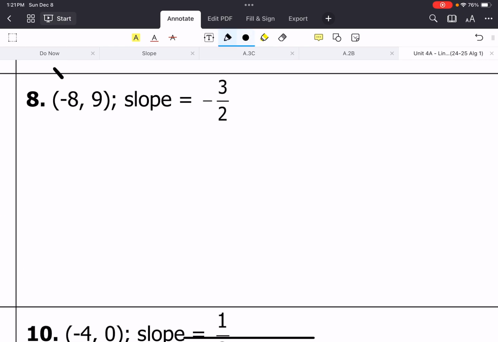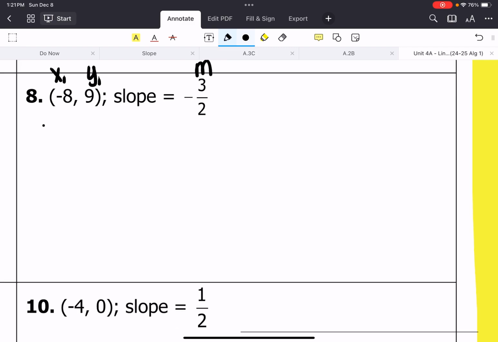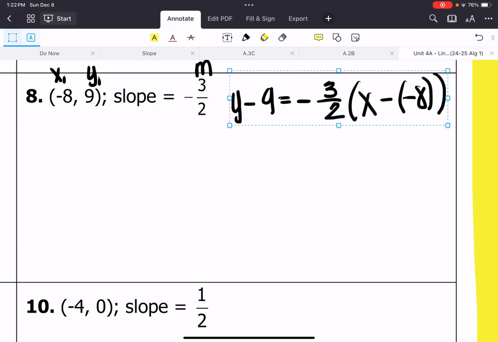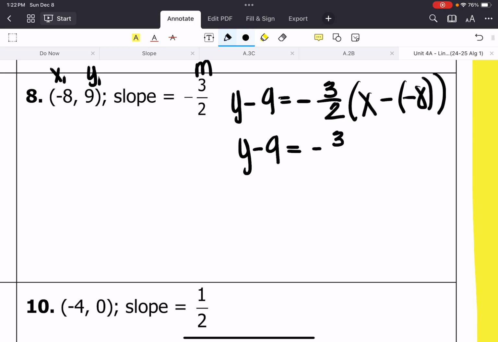Okay, for number 8, x1 is negative 8, y1 is 9, and m is going to equal negative 3/2. Same point slope form, y minus y1 is equal to m times the difference of x minus x1. Notice our double negative. We're going to have to simplify that. A negative times a negative gives you positive. So now I have x plus 8.